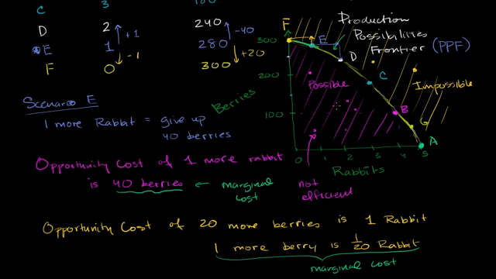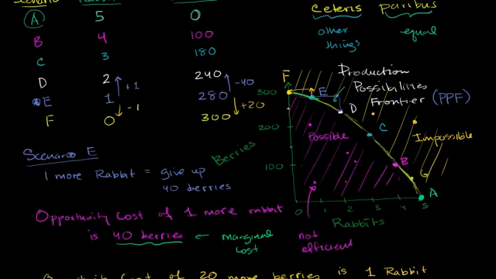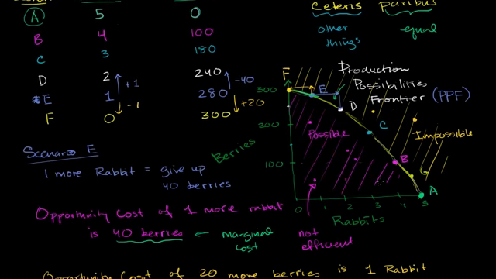And we could do it at different points in this curve, and I actually encourage you to do that. Based on the data that we have in this table that we constructed in the last video, and maybe this curve, think about what the opportunity cost is in the different scenarios. If you're in scenario B, and if you want an extra rabbit, how much is that going to cost you in terms of berries? Or if you want more berries, what's that going to cost you in terms of rabbits?